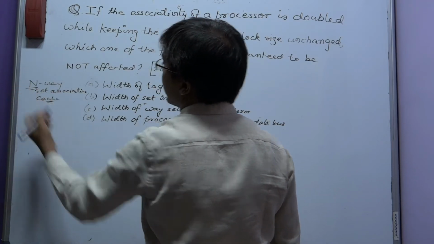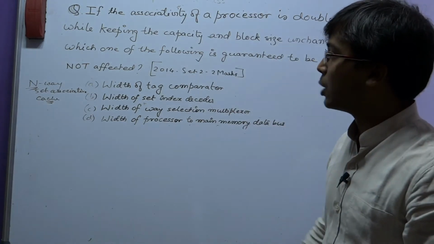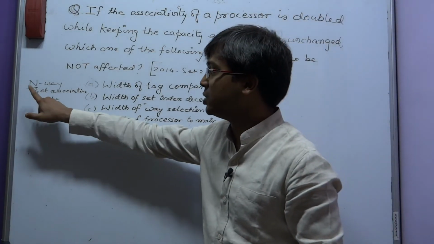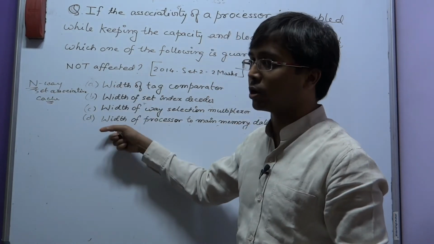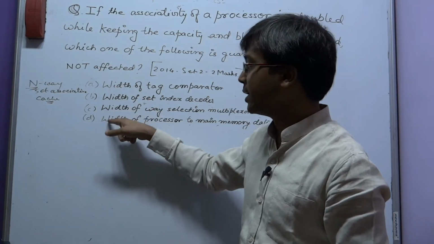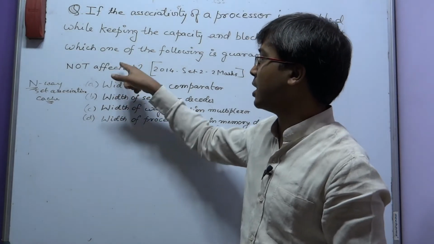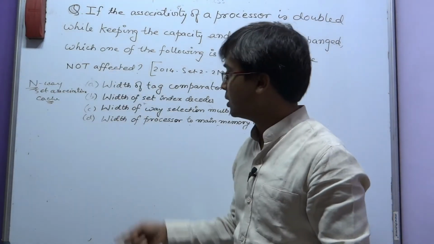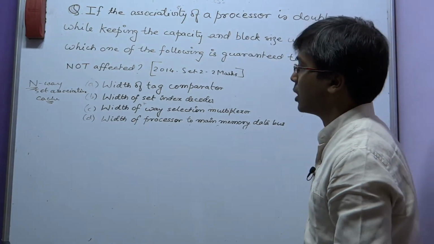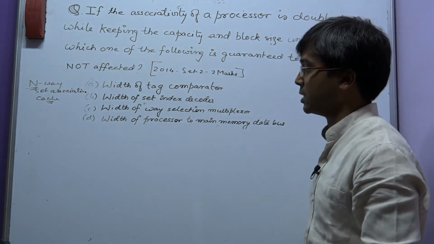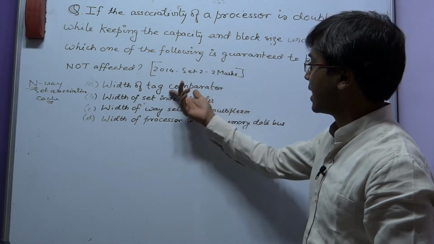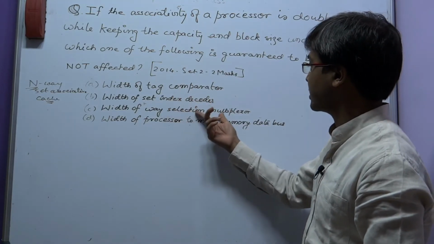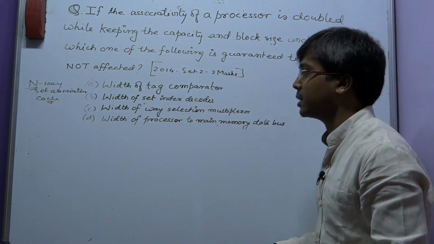So the value of n is the associativity, and now we need to determine whether a change in the value of n affects any of these four or not. The one which is not getting affected would be the answer. So we need to determine which one is not getting affected. The hardwares mentioned are tag comparator, set index decoder, selection multiplexer, and main memory data bus.